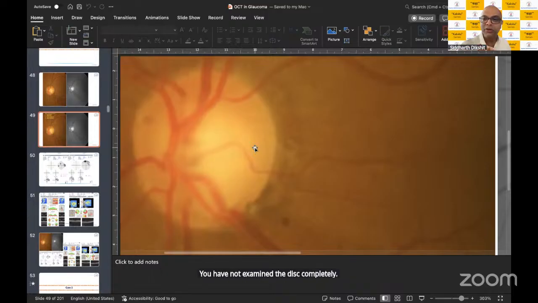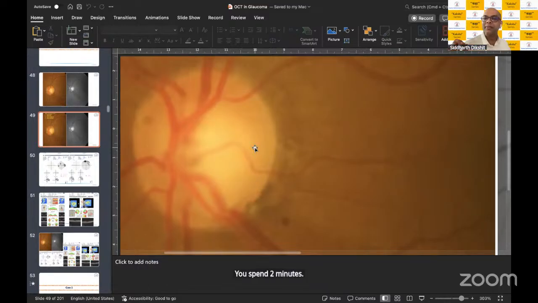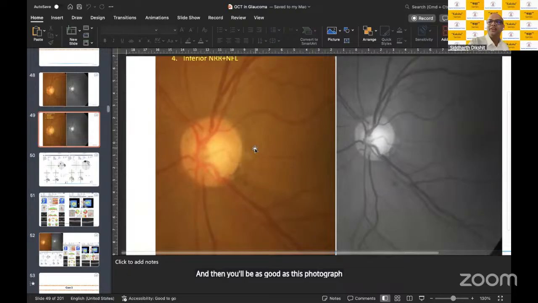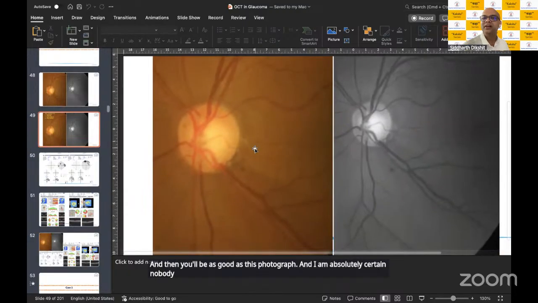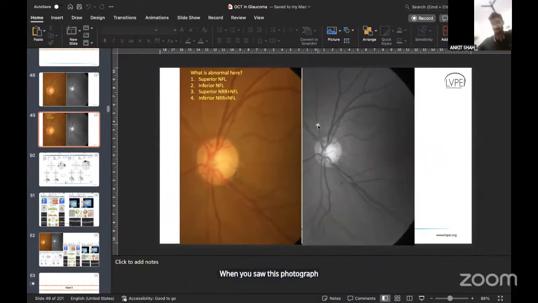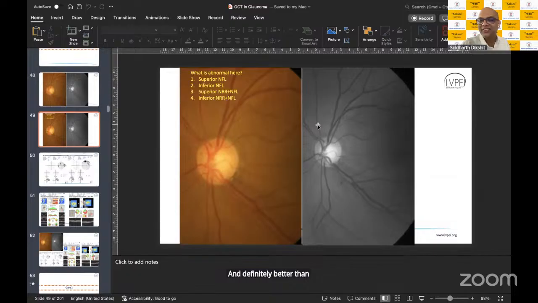So tomorrow onwards, every patient that you see on the slit lamp, you spend 2 minutes to examine the disc completely, and then you will be as good as this photograph. And I am absolutely certain nobody missed a finding when you saw this photograph. Your examination should be as good as this photograph, and definitely better than OCT.